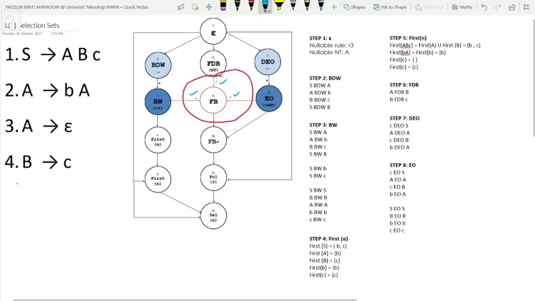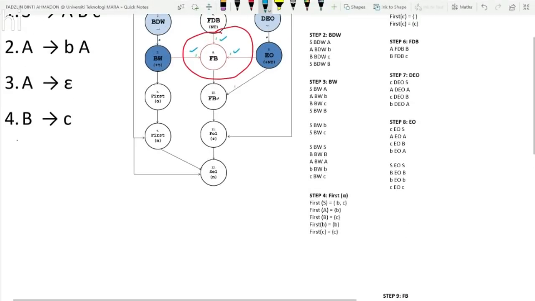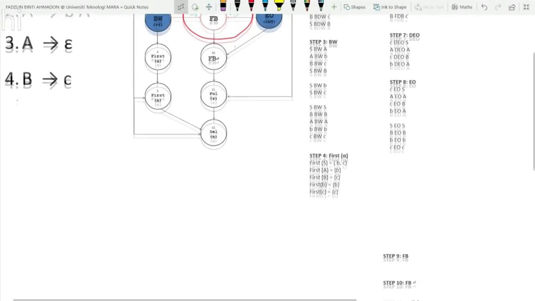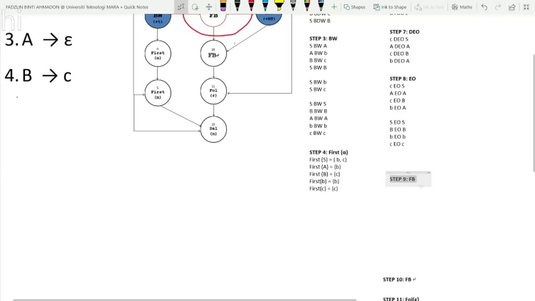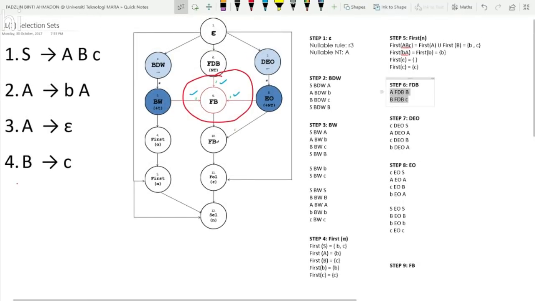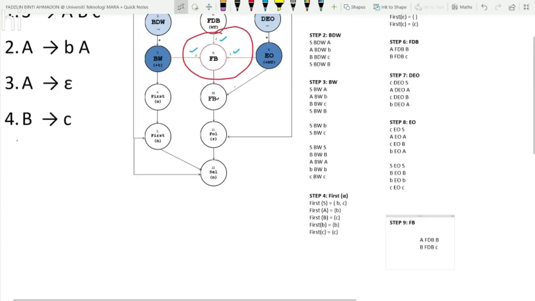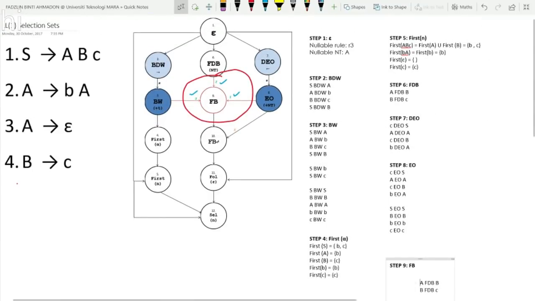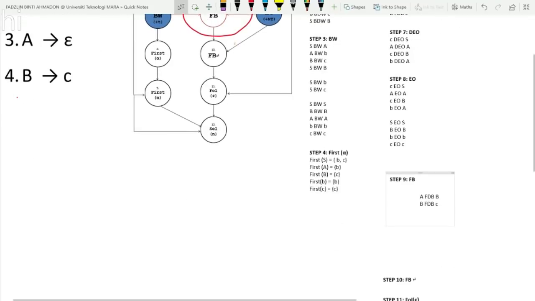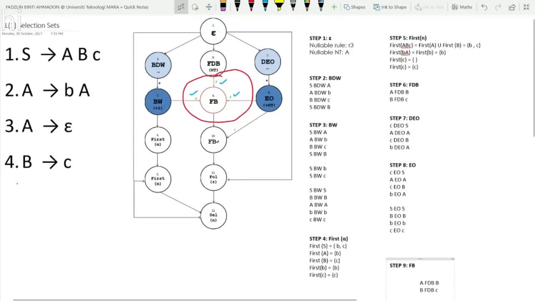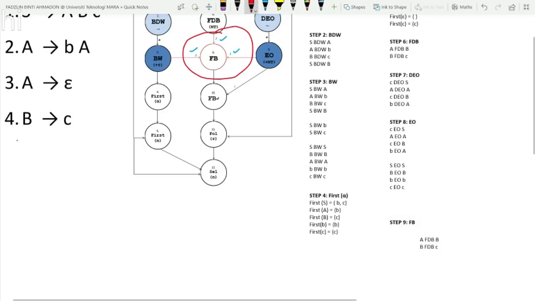So I am going to start with FDB because it is in the middle. So what I'm going to do is copy the list generated from FDB and put it inside FB. So this is in position 2. Next, the one in position 1 is EO. You do not need to copy everything from EO. You just need to copy those that end with A or B.